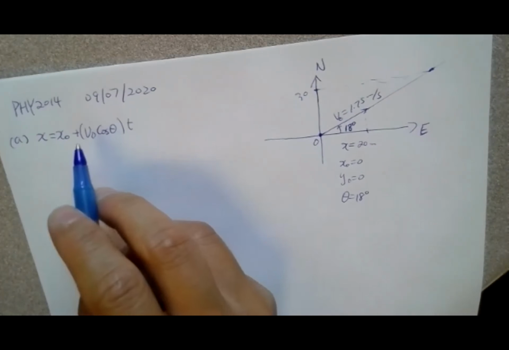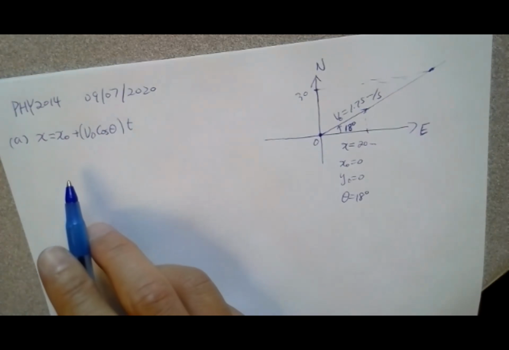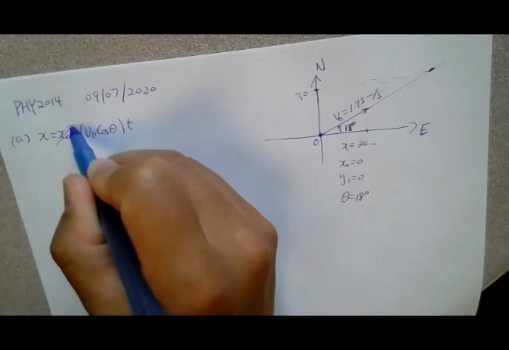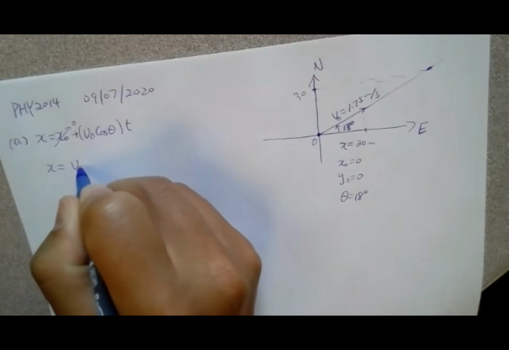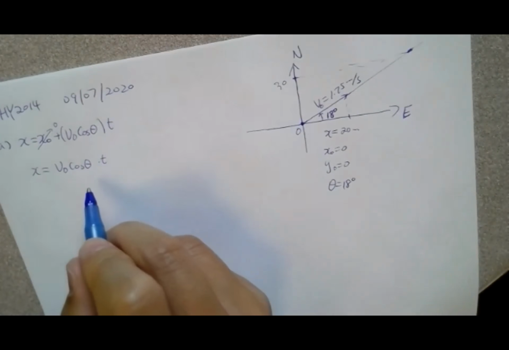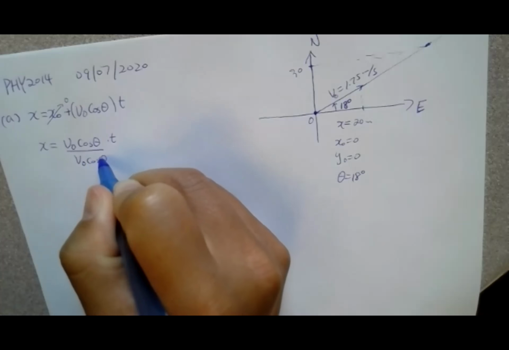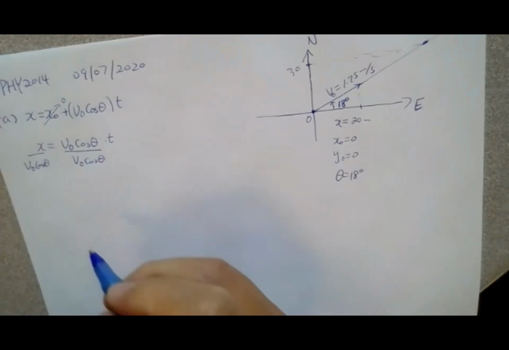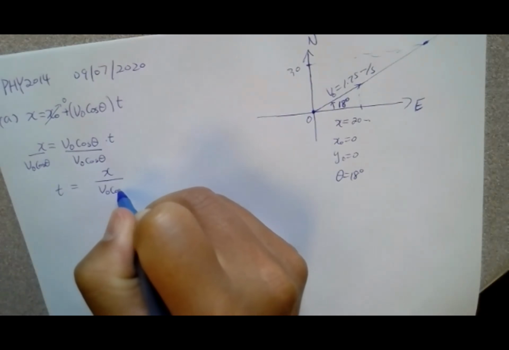Before you arrange any of the terms here, let's check if any term is 0. The initial position is 0, so you can drop that. Then it tells you X is equal to V0 cosine theta times T. To solve for T, you divide both sides by V0 cosine theta. That will give you T, so T is equal to X over V0 cosine theta.